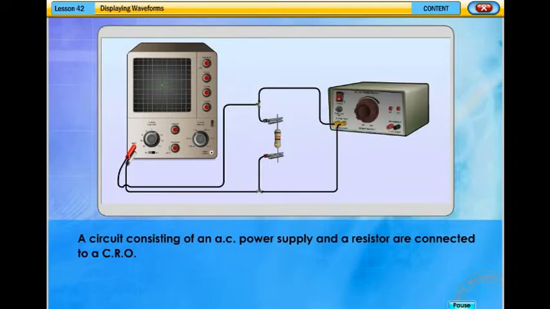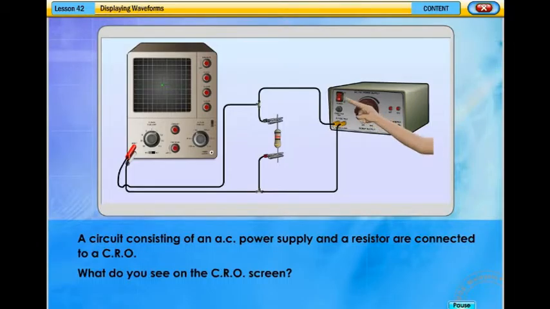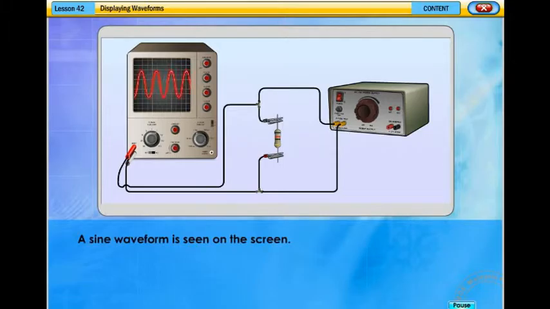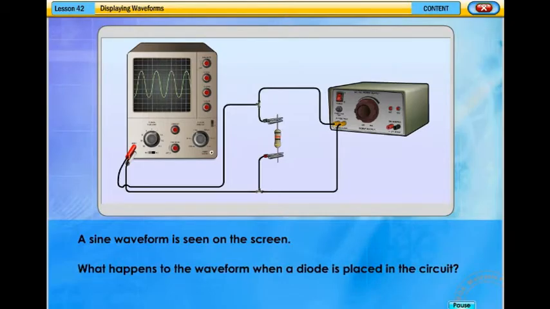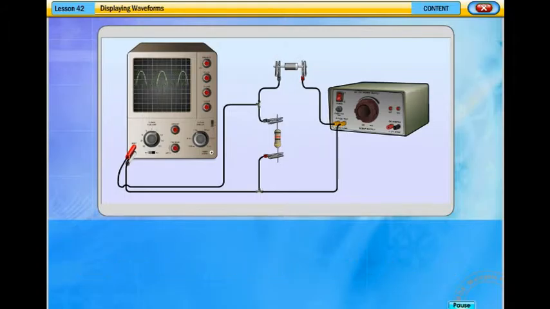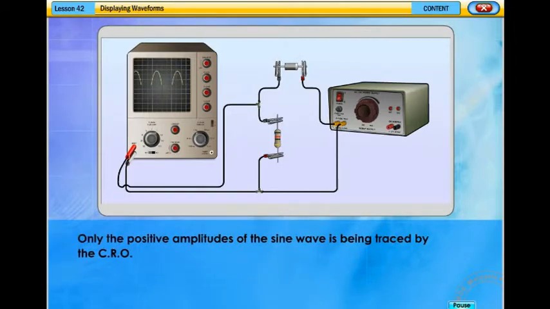A circuit consisting of an AC power supply and a resistor are connected to a CRO. What do you see on the CRO screen? A sine waveform is seen on the screen. What happens to the waveform when a diode is placed in the circuit? Only the positive amplitudes of the sine wave are being traced by the CRO.